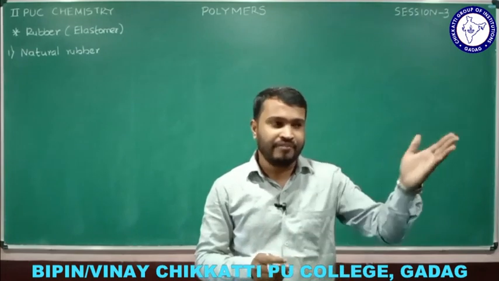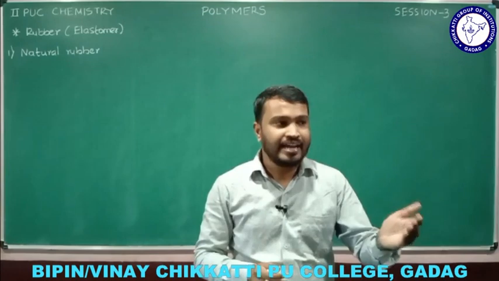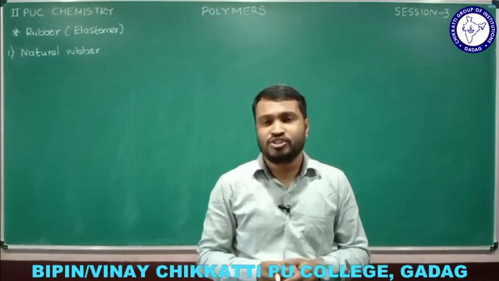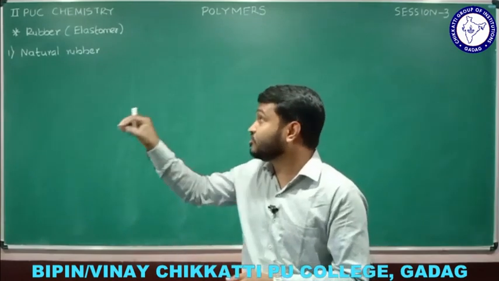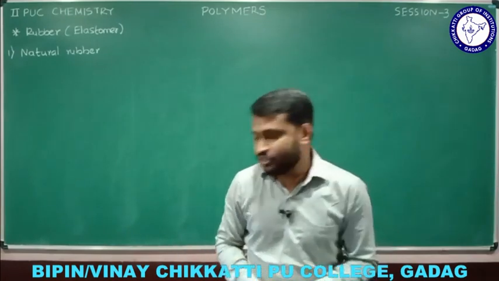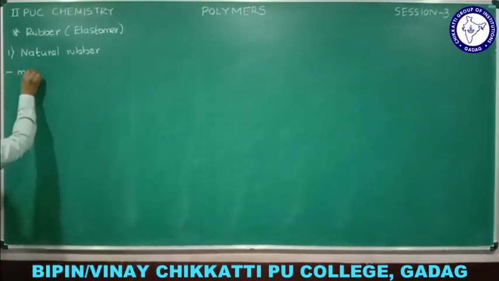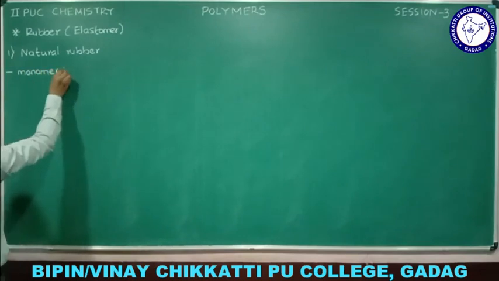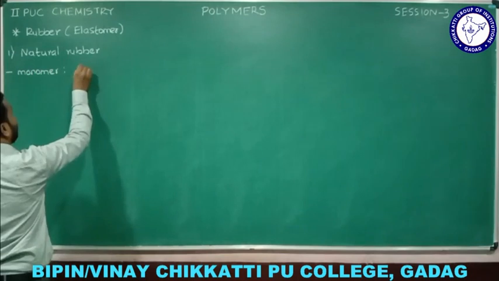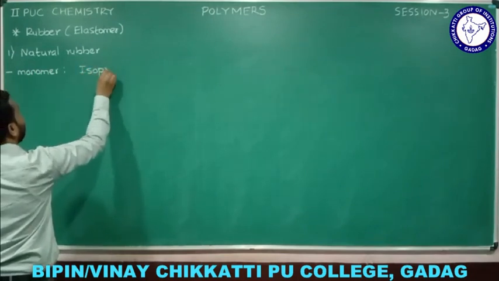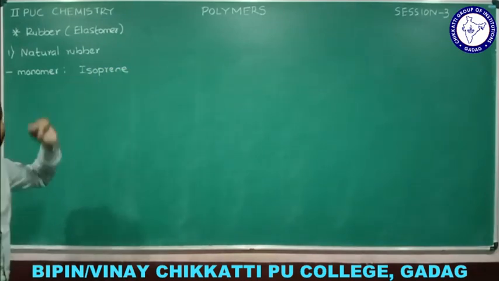Naturally, we know we have a rubber tree and we get latex from that, and using that latex one can manufacture natural rubber, and we'll discuss that. Here we are going to talk about the structure and some properties of natural rubber. First I am going to move with the monomer. What about the monomer? The monomer of natural rubber, I am going to write here, will be isoprene. Isoprene is the monomer of natural rubber.